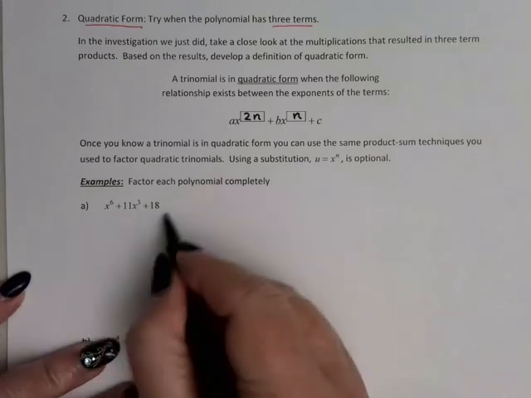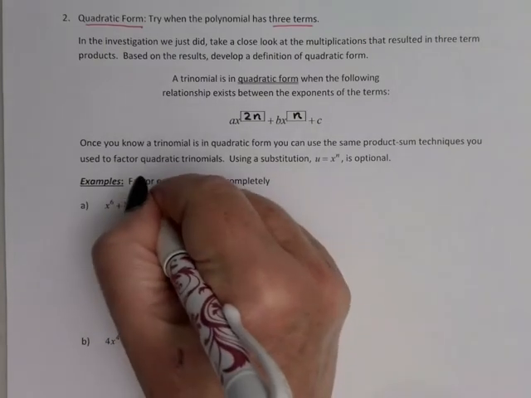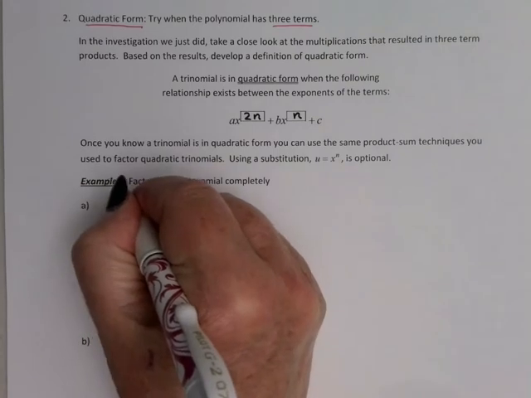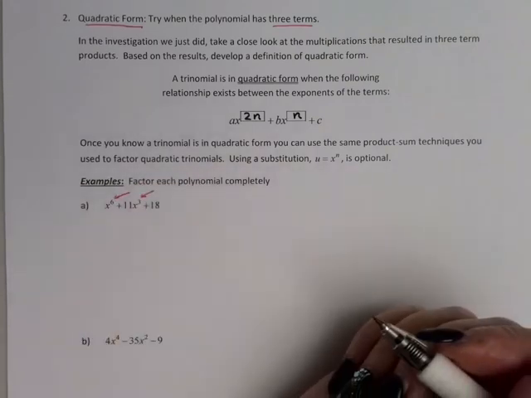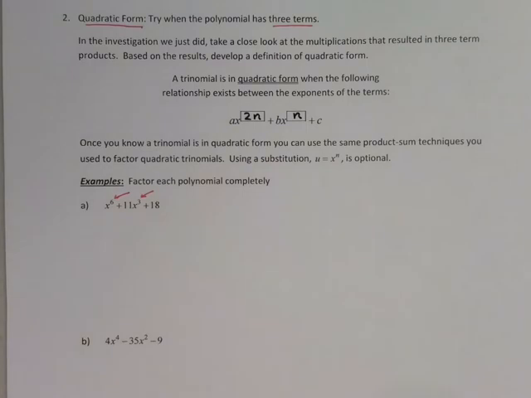Let's take a look at this first example. I'm going to start by noticing that I do have the correct relationship here. The power on the middle term is 3, and the power on the first term is exactly double that, 6. So this is of quadratic form.